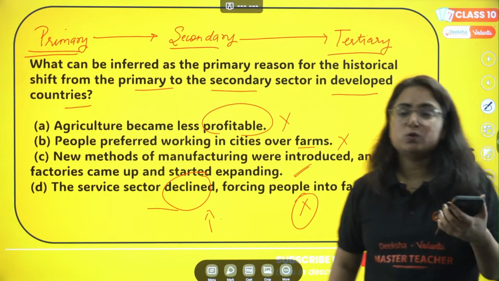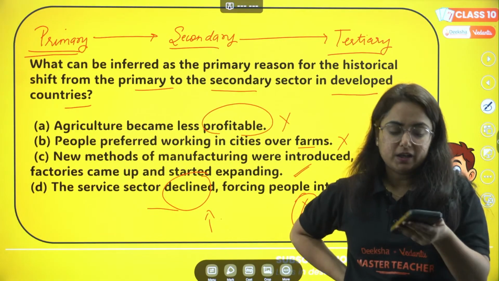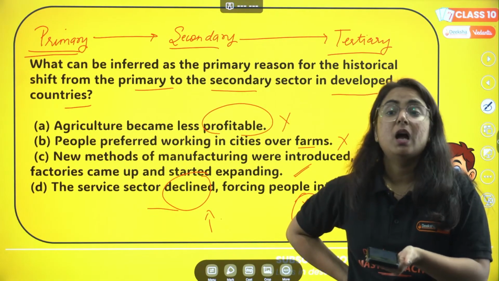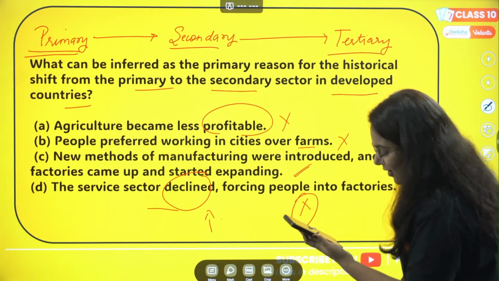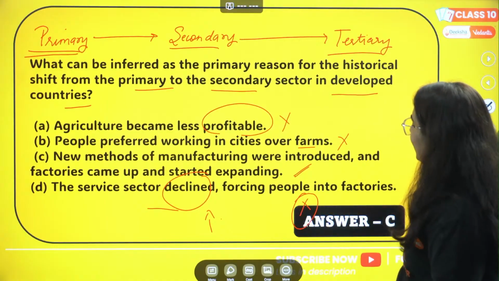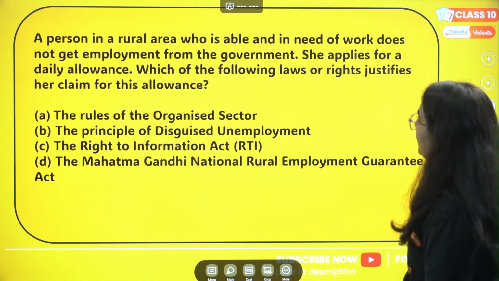Other students who are just waiting for my answers to come, here is the answer, but from the next time, pay attention, you need to give all the answers. Okay, C for civics. So C was the correct answer.